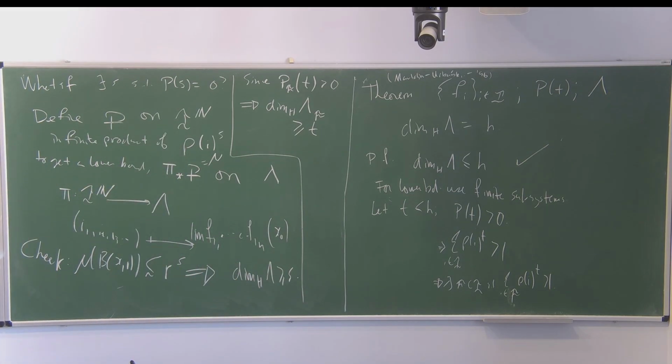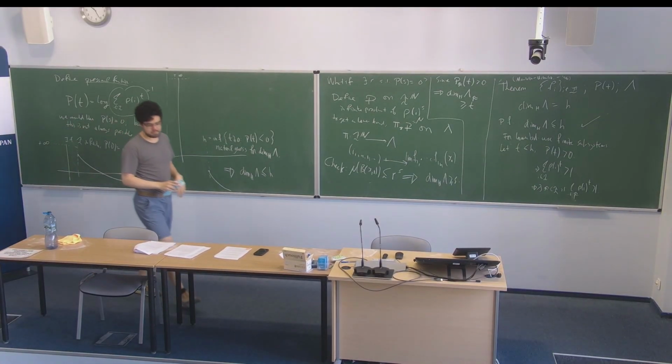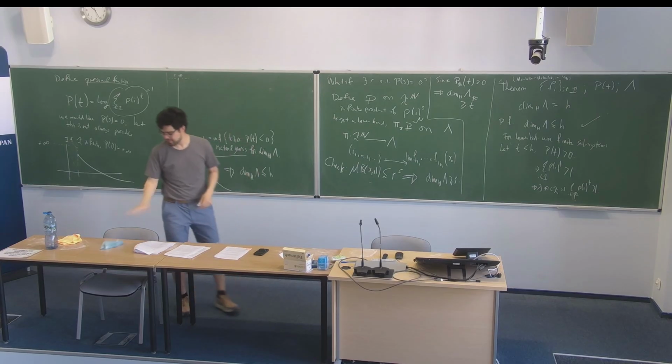So if you're not worried about properties like this, if you're not worried about the existence of nice measures, you're only interested in dimension, then this fact is quite easy to prove. Okay? Any questions about this? So this is Hausdorff dimension.